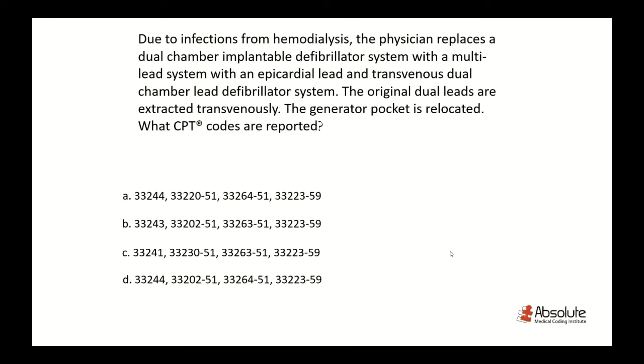Due to infections from hemodialysis, the physician replaces a dual chamber implantable defibrillator system with a system with an epicardial lead and a transvenous dual chamber lead defibrillator system. The original dual leads are extracted transvenously. The generator pocket is relocated. What CPT codes are reported? And coders, you have 2.5 minutes beginning right now.